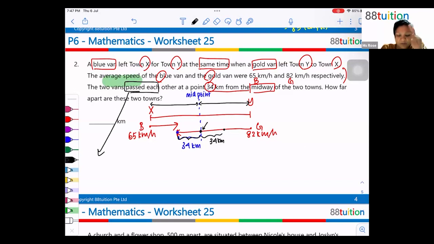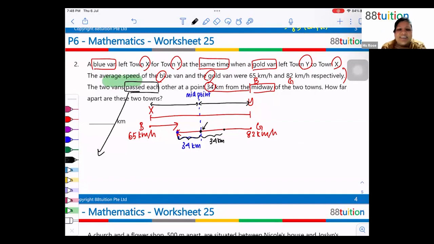At the point where they pass each other, do they have the same speed? No. Do they cover the same distance? No, because the gold van will cover more distance than the blue van. So the only thing that is common would be, very good, thank you, Hannah and Pranati. I only have two students, the rest are sleeping.